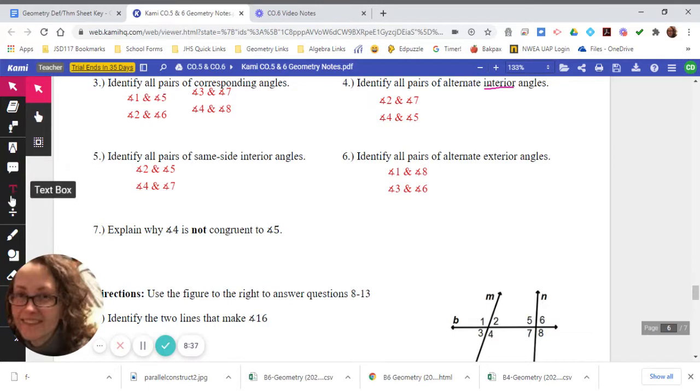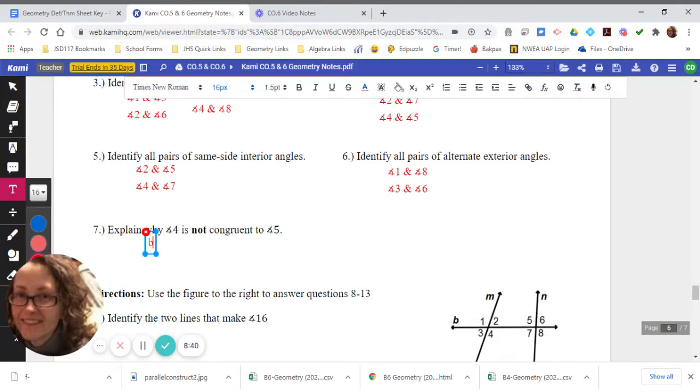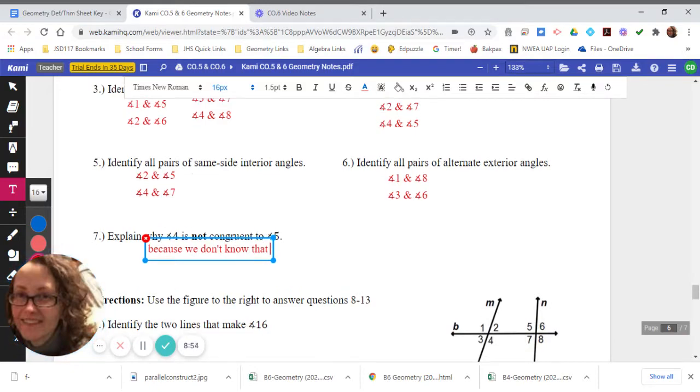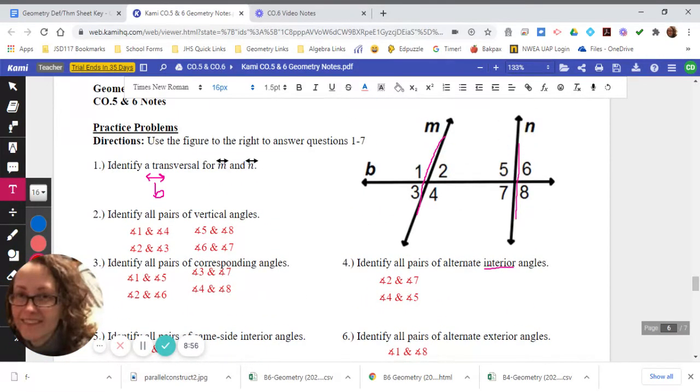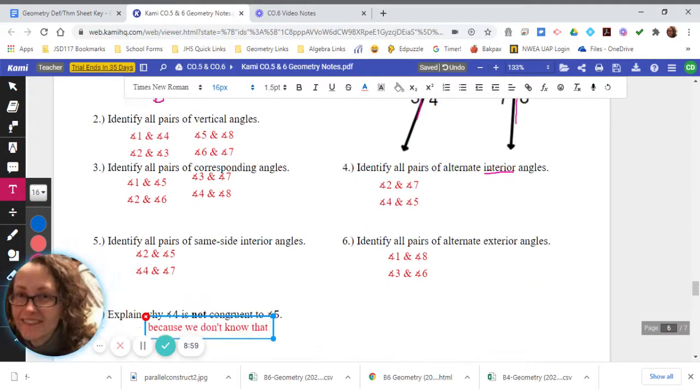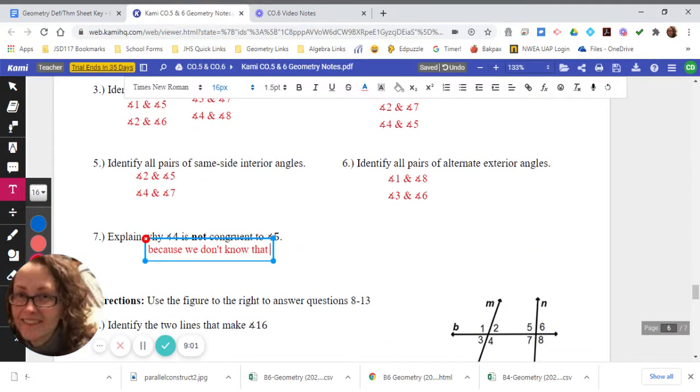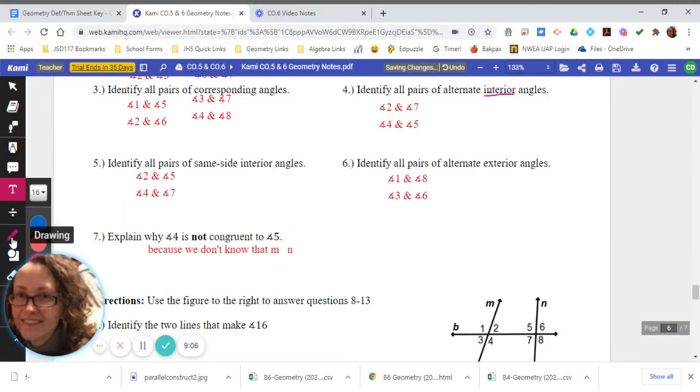where's my text box? Because we don't know that M and N are parallel. We don't know that M and N are parallel. So I'm going to go ahead and add my notation here.